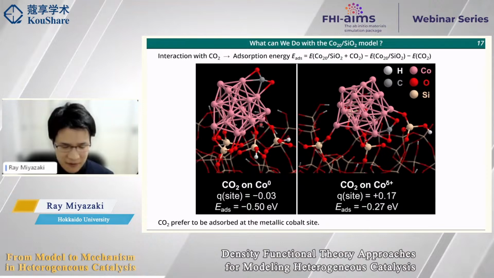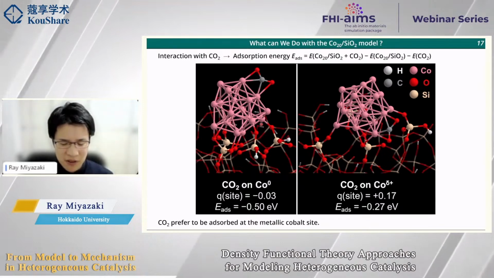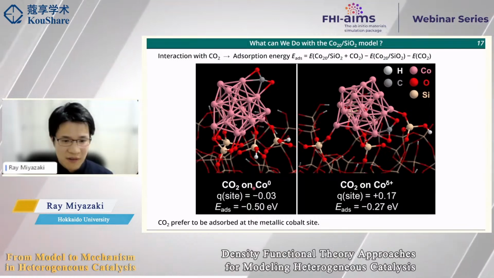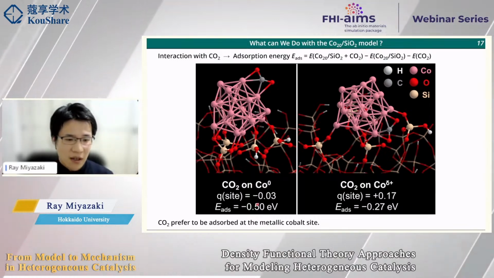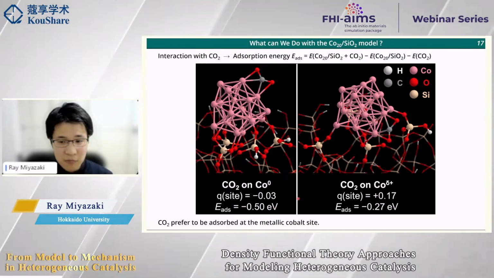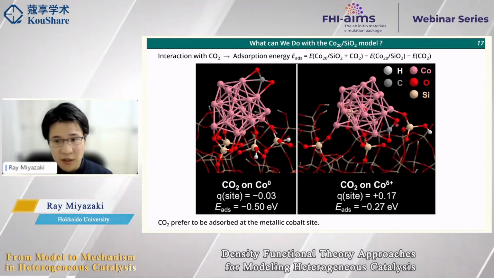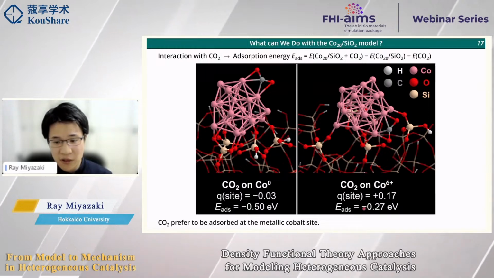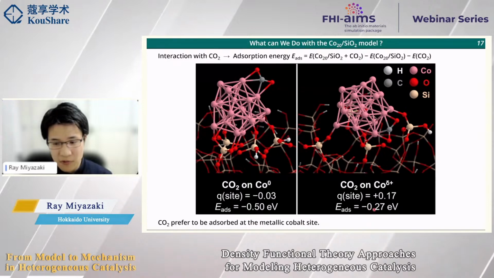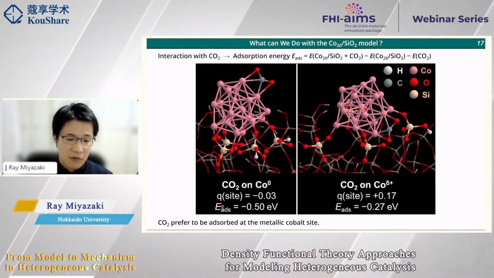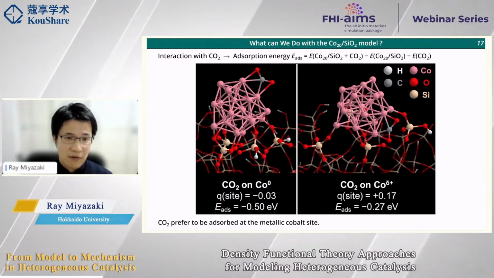Because, as I showed before, there is a different charge balance, the negatively charged side is a metallic cobalt site. The calculated adsorption energy there is minus 0.5 electron volt. But for the cationic site at the interfacial site, the adsorption energy was calculated to be minus 0.27 electron volt. That means CO2 prefers to be adsorbed at the metallic cobalt site.